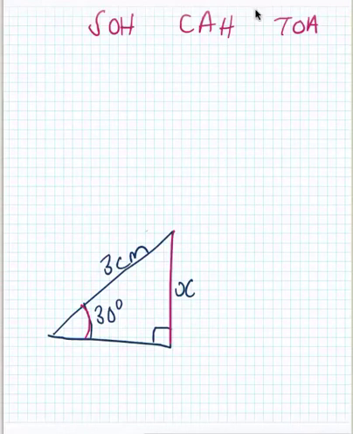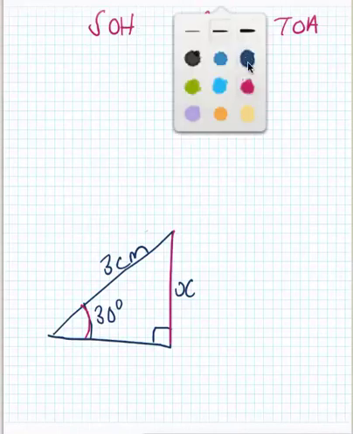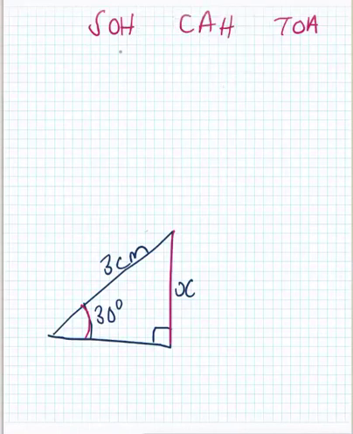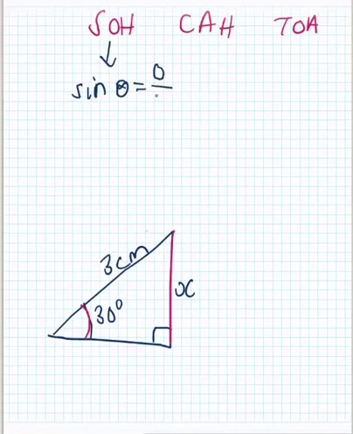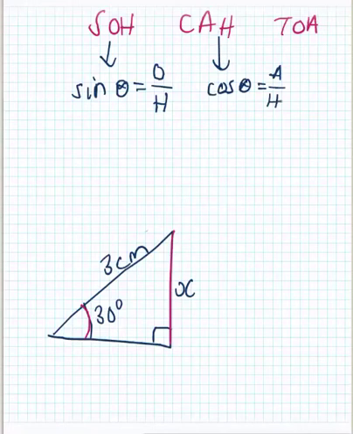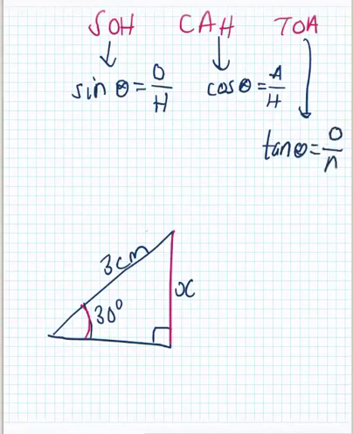If you remember from the last lesson, we had to remember this riddle, SOH CAH TOA, and we use it to remember exactly what each trigonometric ratio is. S stands for sine, so sine of the angle is equal to opposite over hypotenuse. CAH, which is cosine, or cos for short, and the angle will be equal to adjacent over hypotenuse, and T for tangent, or tan for short, and the angle is opposite over adjacent.